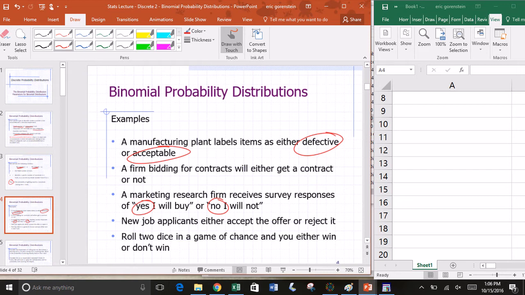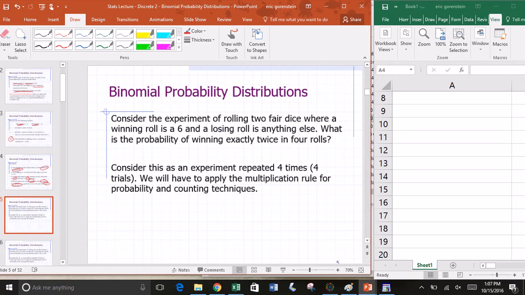A new job applicant either accepts or rejects an offer, and rolling a dice, you either win or you don't win. So again, there could be multiple possible outcomes, but we categorize them all into one of two groups, either success or failure. So for example, before we establish the formal formula for binomial probabilities, consider this experiment. You're rolling two fair dice, and we have two possible outcomes, win and lose. Rolling a 6 is a win, and rolling anything that's not a 6 is a lose.